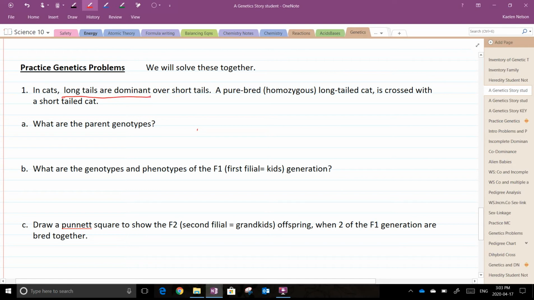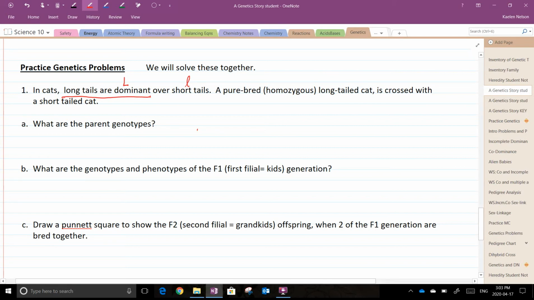Because it's a dominant allele, we will call it capital L. Short tails will be given the lowercase allele, the lowercase little l. I like to make sure you can tell my capital from my small l, so make my small l curvy.